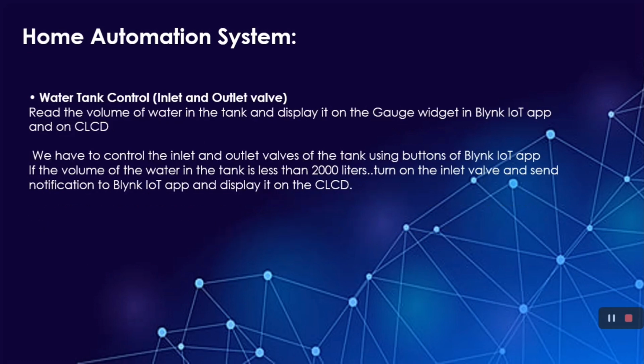After that we will control the water tank. Read the volume of water in the tank and display it on the gauge widget in our Blynk IoT application and on the LCD. We have to control the inlet and outlet valves of the tank using buttons of the Blynk IoT application. If the volume of the tank is less than 2000 liters, then turn on the inlet valve and send a notification to the Blynk app and display it on the LCD.